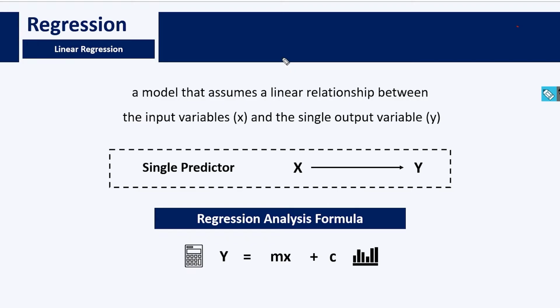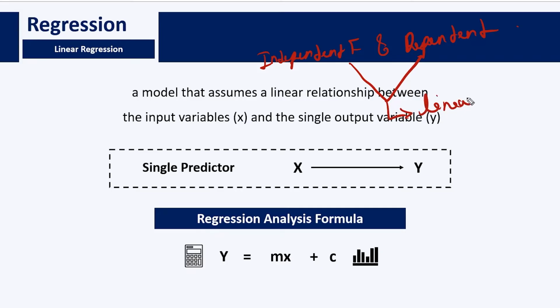It is basically the relationship between independent feature and dependent feature. And if this relationship between independent and dependent feature is linear in nature, then it is a linear regression problem. We can use linear regression algorithm for solving this particular problem.